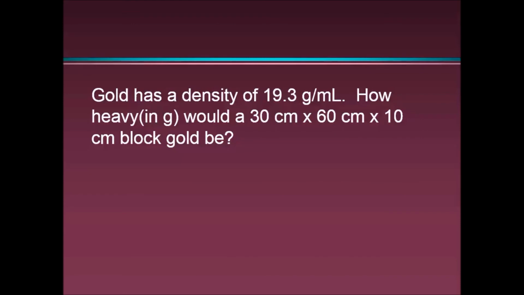Last question. Gold has a density of 19.3 grams per milliliter. Mark, what are you going to do with that information? Back pocket. Never start with density. It is your destiny to never start with density. How heavy in grams would a 30 centimeter by 60 centimeter by 10 centimeter block of gold be? So it's 60 centimeters by 30 centimeters by 10 centimeters.